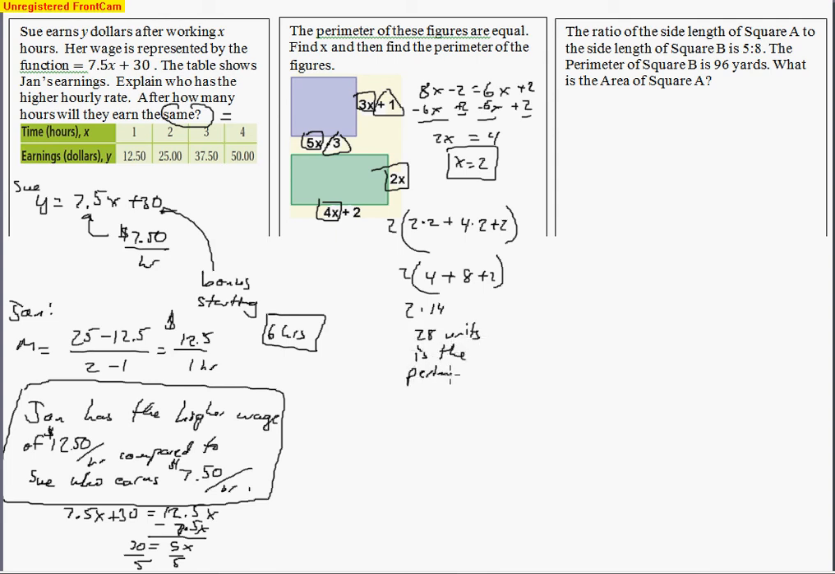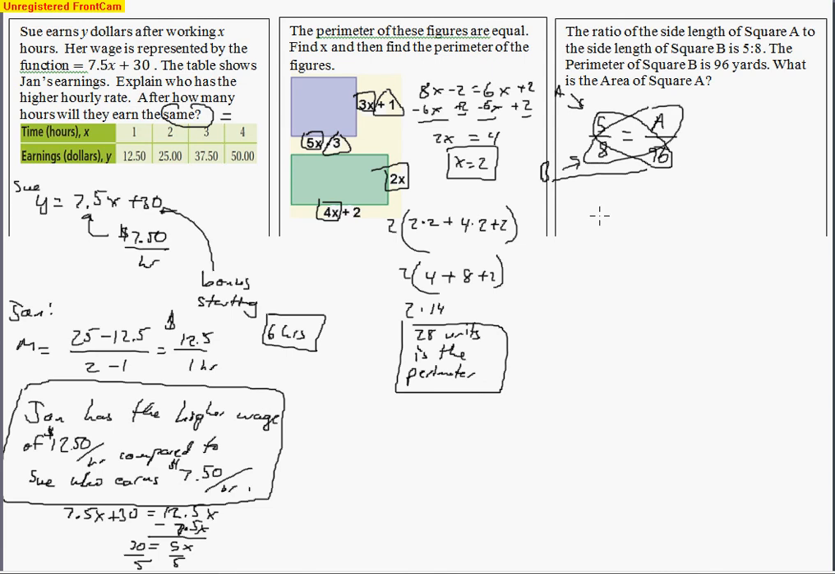And the last problem here says the ratio of the side lengths of square A to side length of square B is 5 to 8. So 5 to 8. So this is A, and this is B. And then it says that the perimeter of B is 96. So I'm going to put 96 down here because, again, that is B. And I'm trying to find the perimeter of A, initially at least. So I'm going to multiply diagonally.